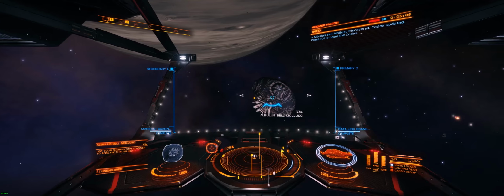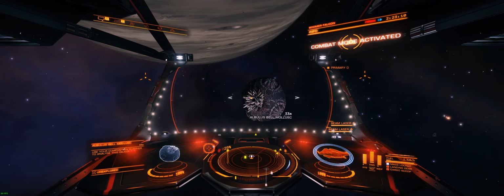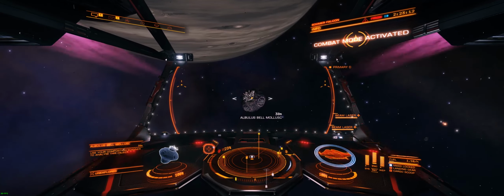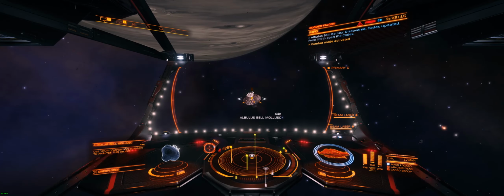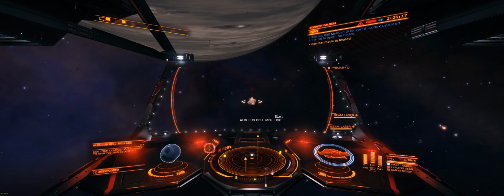Finally, we must attack the organism to observe its response. Upon damaging the organism with a beam laser, it reacted with an almost pained cry as it moved away from the ship.